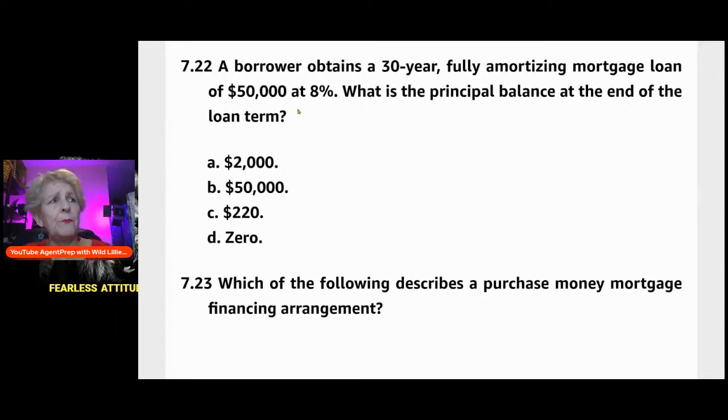All right, number 22. A borrower obtains a 30-year fully amortized mortgage loan. How many years? 30 years. What kind of amortization? Fully amortized. So it's going to be amortized to show a monthly payment every month for 30 years, 360 months. And the loan was of $50,000 at 8% interest. What is the principal balance at the end of the loan term? A, 2,000, B, 50,000, C, 220, or D, 0. Not 220,000, 220.